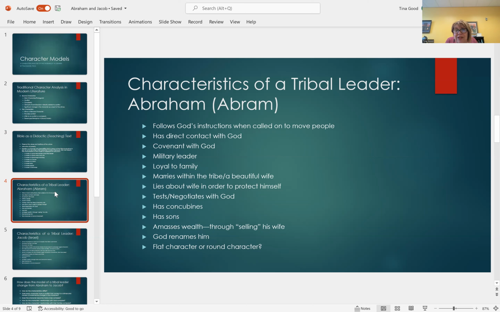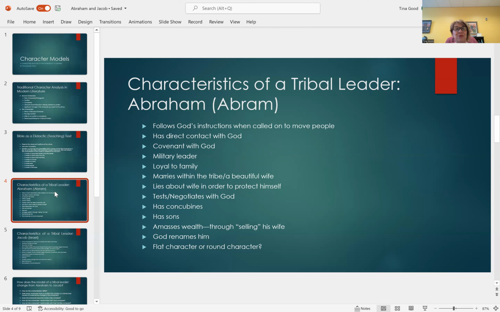Abraham is loyal to his family. He's loyal to Sarah. He's loyal to his brother. He's loyal to Lot. I think it could be argued that he is not loyal to his first son, Ishmael. He's certainly not at all loyal to Hagar, but he is loyal in other ways. Perhaps not completely loyal, but overall loyal, except for maybe to his firstborn son. He marries within the tribe, right?